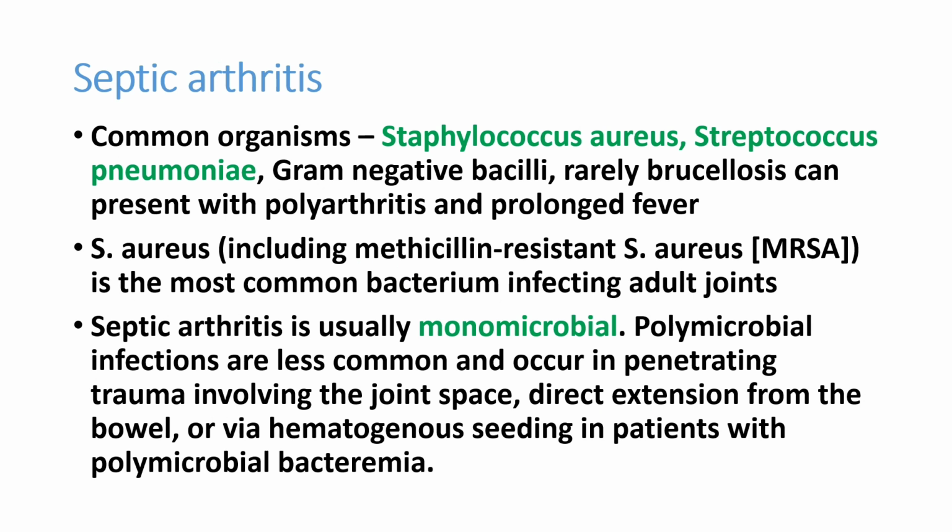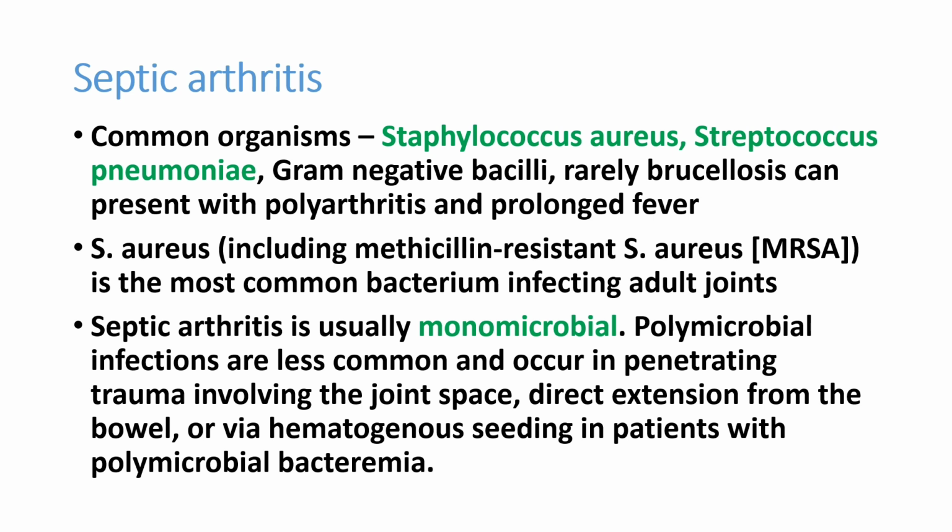But in children, since it's a growing age of the bones and joints, it can produce serious consequences if not treated properly. The most common organisms which can produce septic arthritis are gram-positive cocci, streptococcus and staphylococcus. Gram-negative bacilli can present with joint involvement, especially in diabetic patients, immunocompromised patients, and previously damaged joints. Brucellosis is not very common in our country, but it can present with joint involvement.